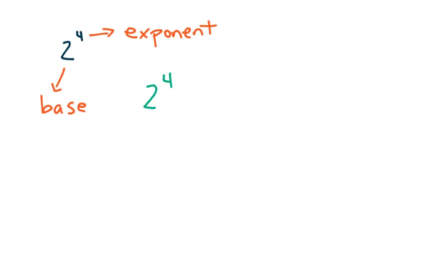So when we see 2 raised to the 4th power, what that represents is 2 times 2 times 2 times 2. The base tells us the number that we are going to multiply by itself, and the exponent tells us how many of those there are going to be. We have 2 raised to the 4th power, so we are going to have 4 2's.